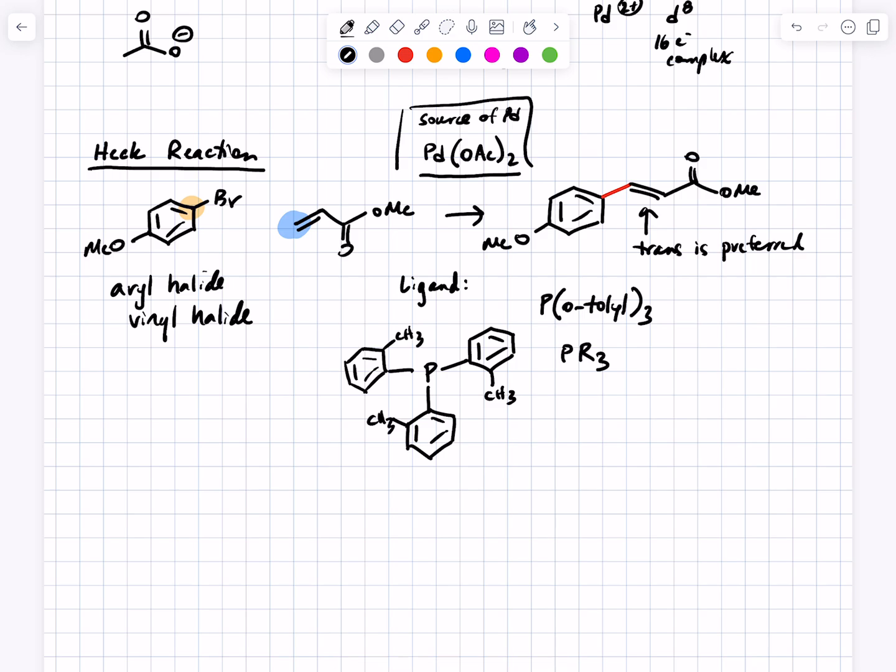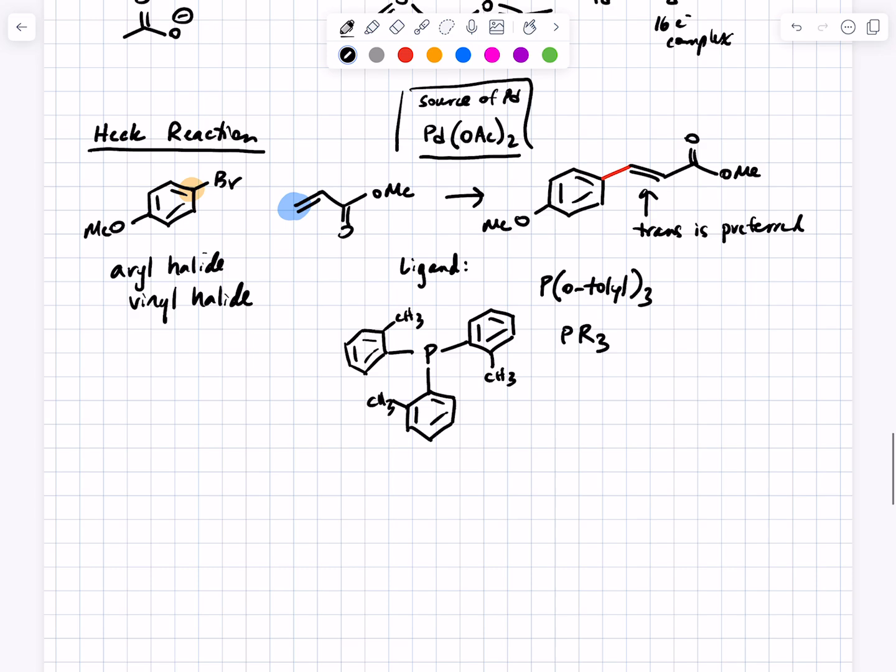So with that in mind, you then need a base. And that base is usually triethylamine. So you'll recognize the Heck reaction as distinct from the Suzuki reaction for 2 reasons. First, in the Heck reaction, one of the partners is just going to be an alkene. And that alkene will usually have an electron withdrawing group attached to it. Whereas in the Suzuki reaction, the other partner needs to be, in addition to the aryl or vinyl halide, a boronic ester.